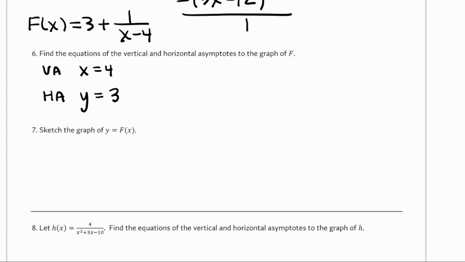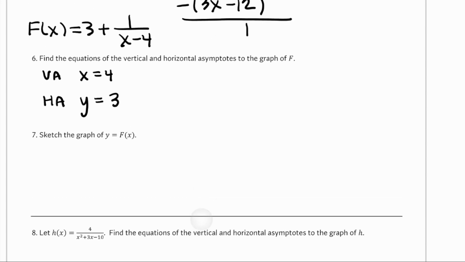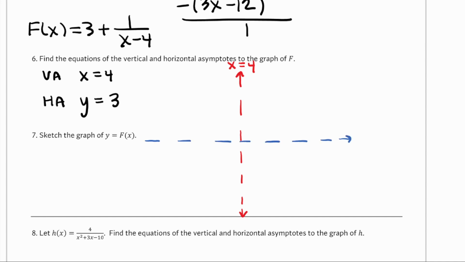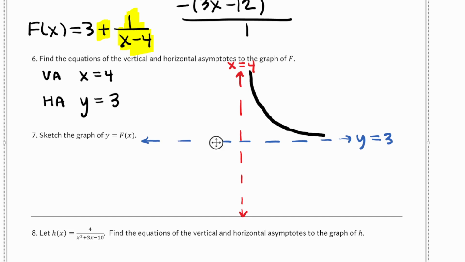Okay, sketch the graph of y equals f of x. I've got all the ingredients. I'm just going to start by sketching in the asymptotes. That was x equals 4. Y equals 3 will be the horizontal asymptote. This is going to be a positive 1 over x graph, because of that. And so I will sketch that here.